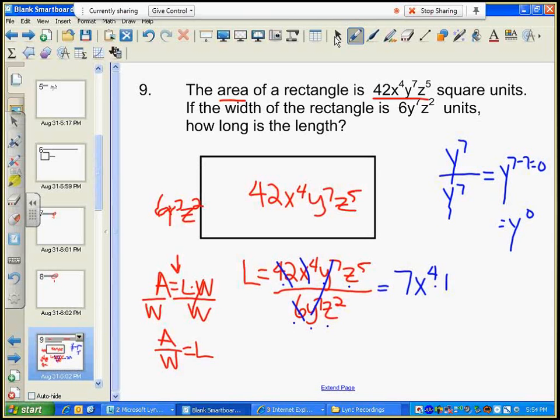And z to the 5th divided by z to the 2nd power, so I'll do that right down here. Z to the 5th divided by z to the 2nd power is going to be z to the 5 minus 2, which is 3, which is z to the 3rd power. Now, if it turned out to be negative, I would put a negative up here, and then I would simplify it and move it to the denominator. But it's not, so we're good. So if I simplify this, I'll end up with 7x to the 4th z cubed, because 7 times 1 is 7.